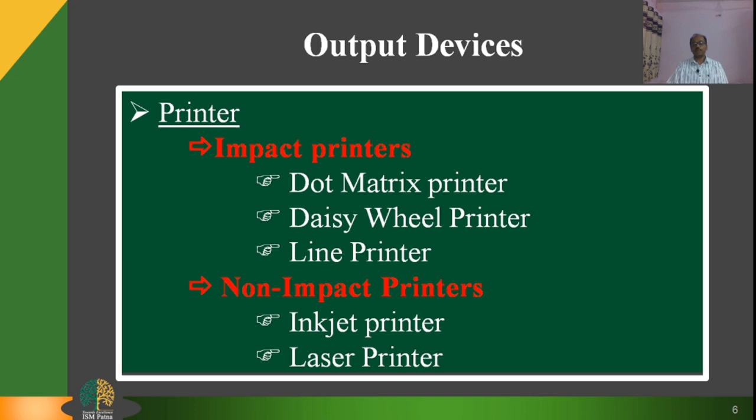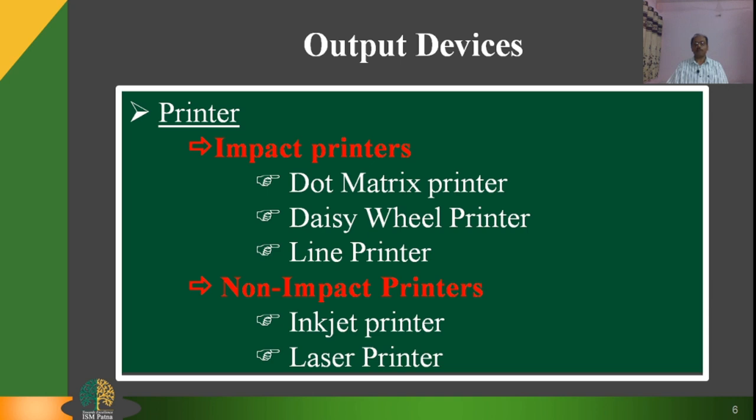The typical speed of a dot matrix printer ranges from 180 CPS, I mean characters per second, to 360 CPS or more. A bidirectional printer prints one line of text from left to right, and then it prints the next line from right to left. These printers are available in two sizes.